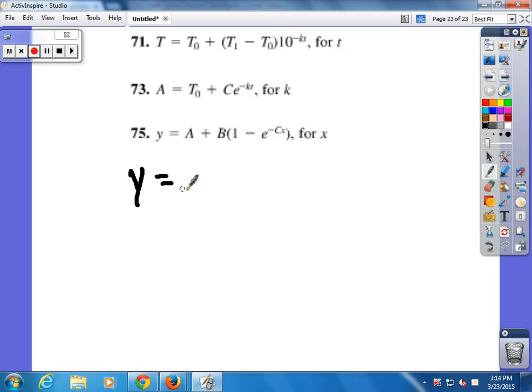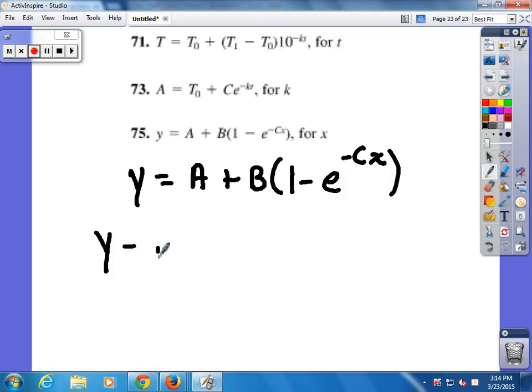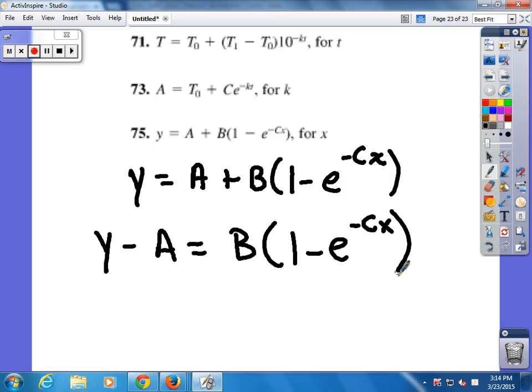Y is equal to A plus B times 1 minus e to the negative cx. Right now I'm not even concerned about what we're solving for, because I've got to uncluster some of this. The first thing I'm going to do is bring the A over. Y minus capital A is equal to B times 1 minus e to the negative cx. I know it's not going to be solving for B, because that's too easy. That would be like pre-algebra. So I'm going to go ahead and divide by B on both sides.